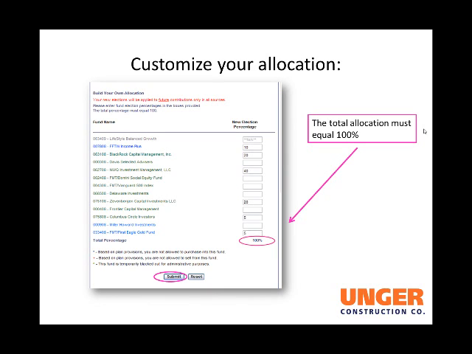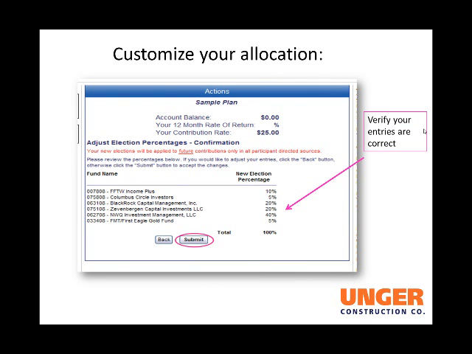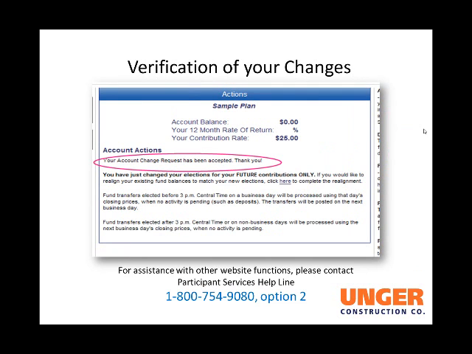Choose your allocation. The total allocation must equal 100%, and select Submit. Next, you will be asked to verify your entries. Then select Submit. You will then receive a verification confirming your account change request has been accepted.